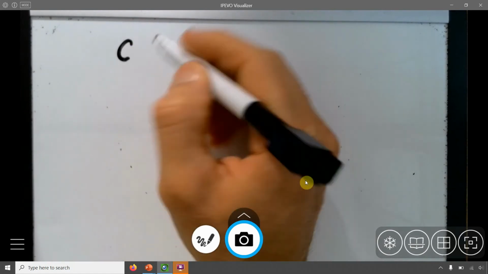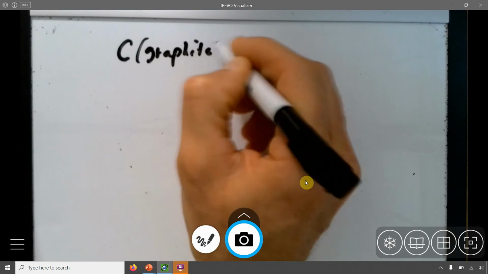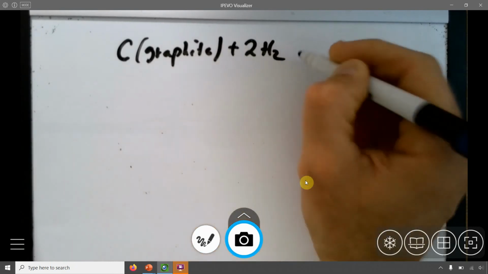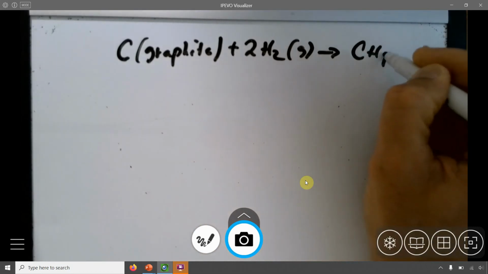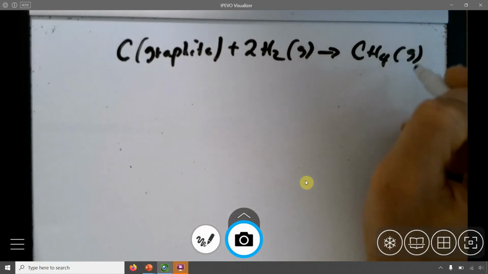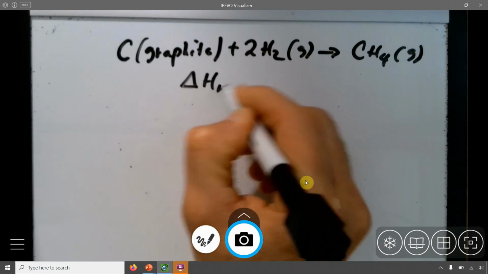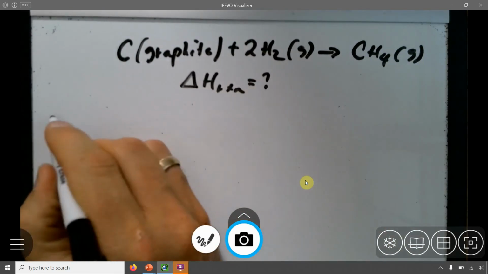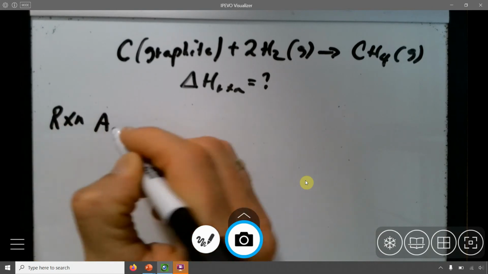So I have C as graphite, reacting with hydrogen gas, forming methane. And let's say I don't have delta H of reaction for this, but I want to know. So the question is, what is this? So I'm going to give you a set of reactions. This is how it's usually going to work. I'll give you a set of reactions.